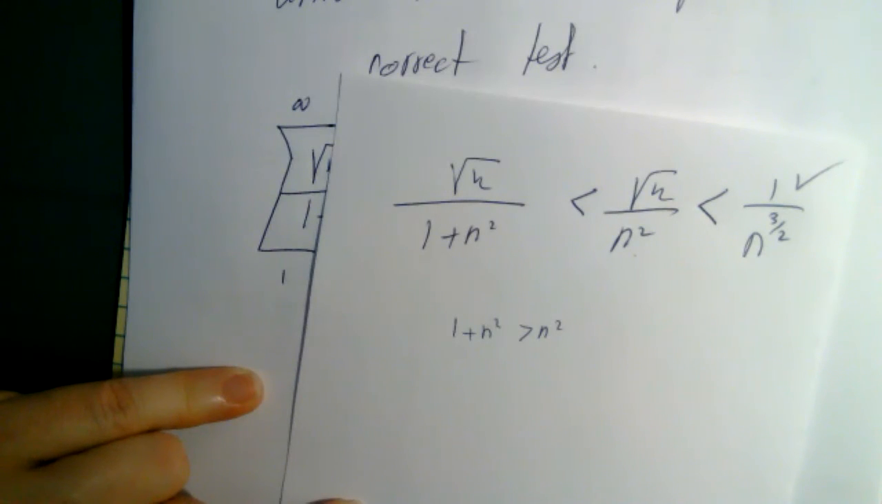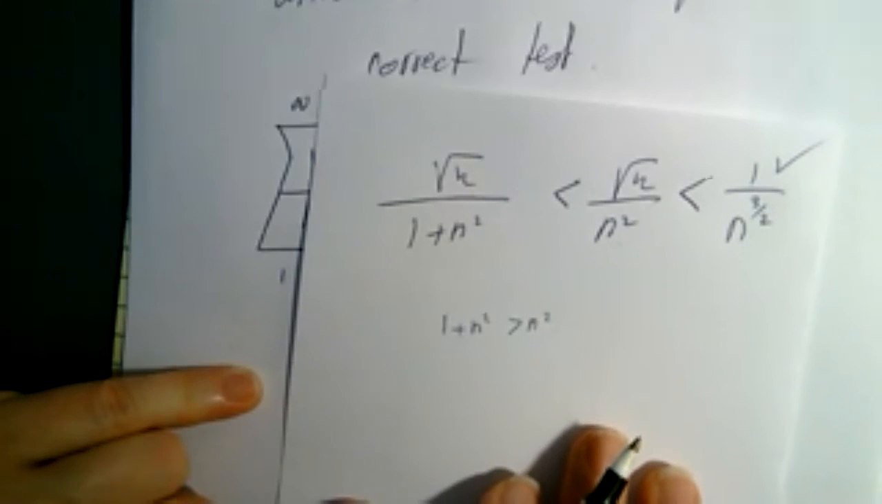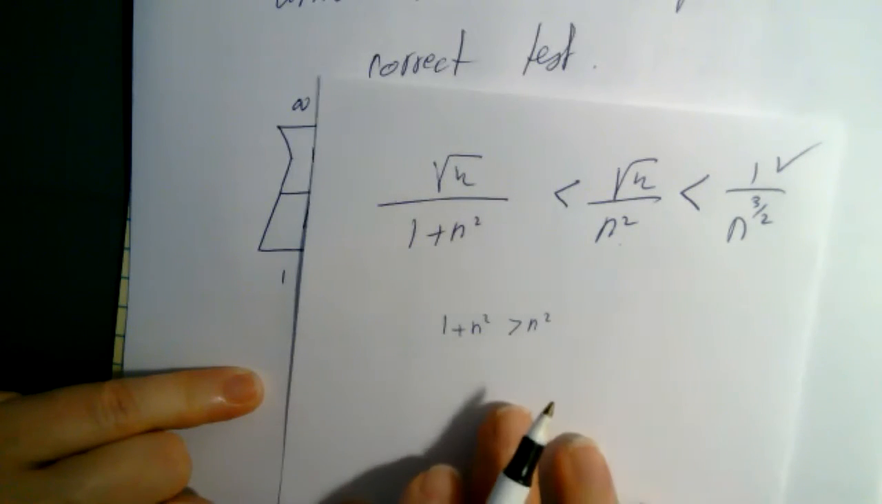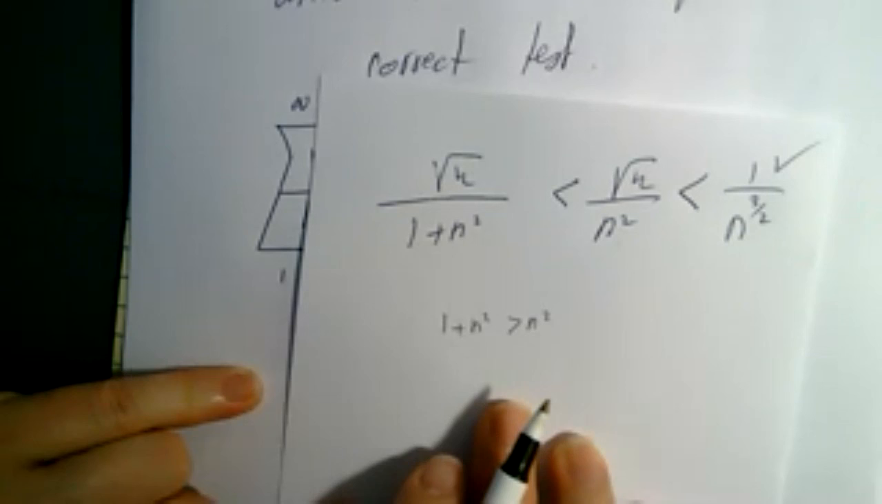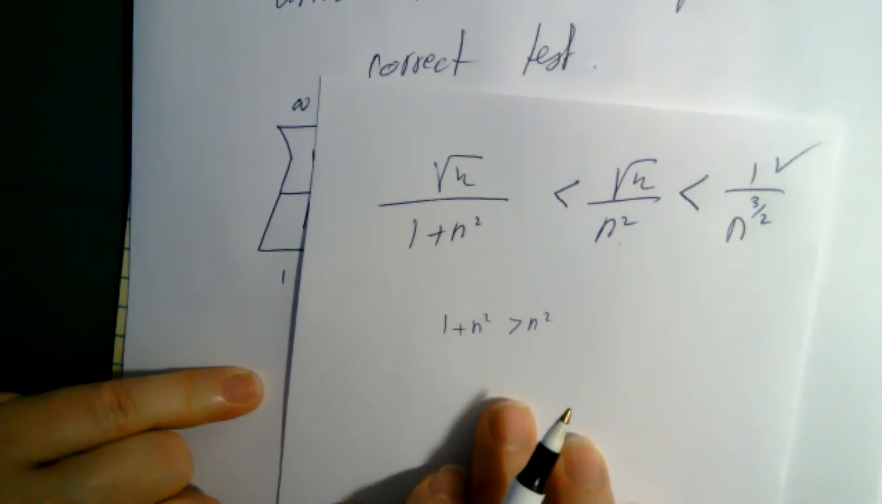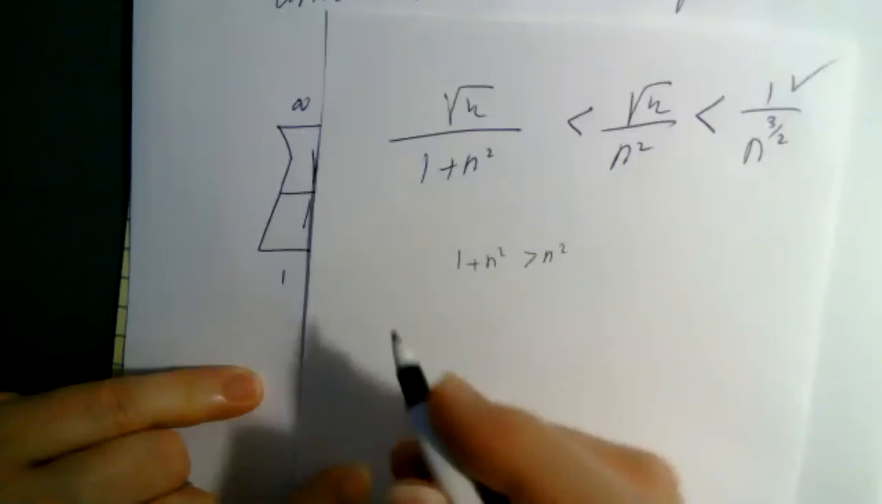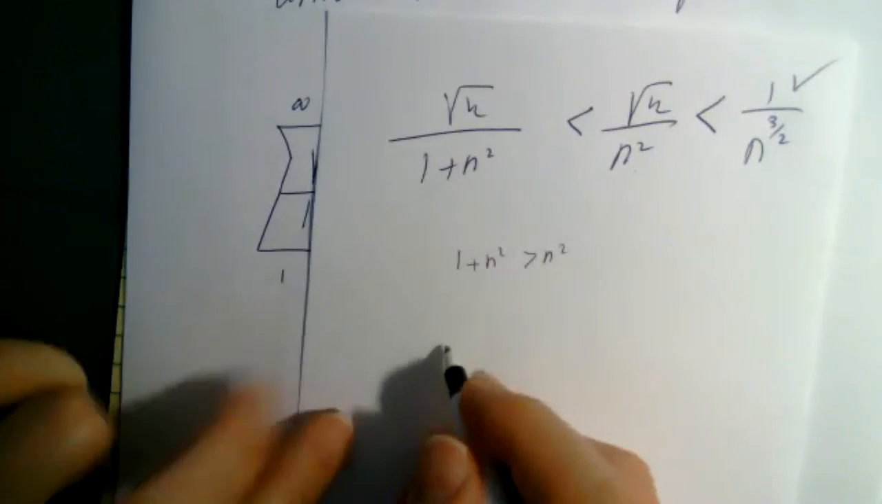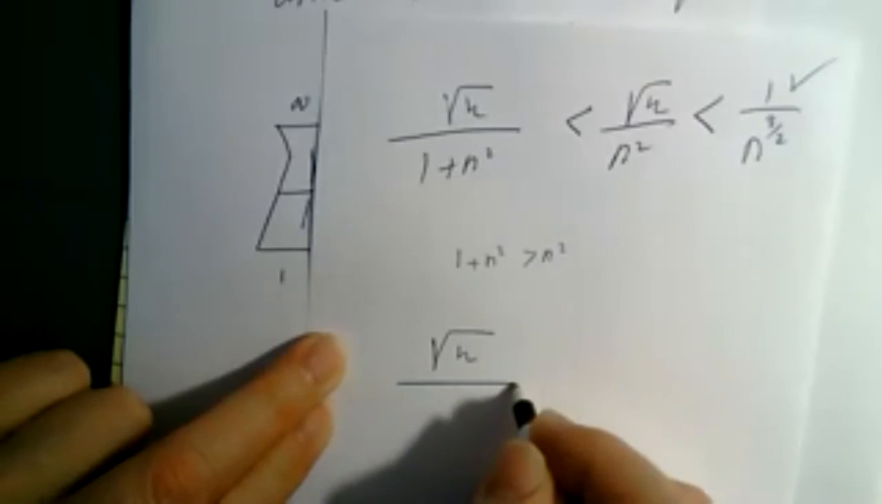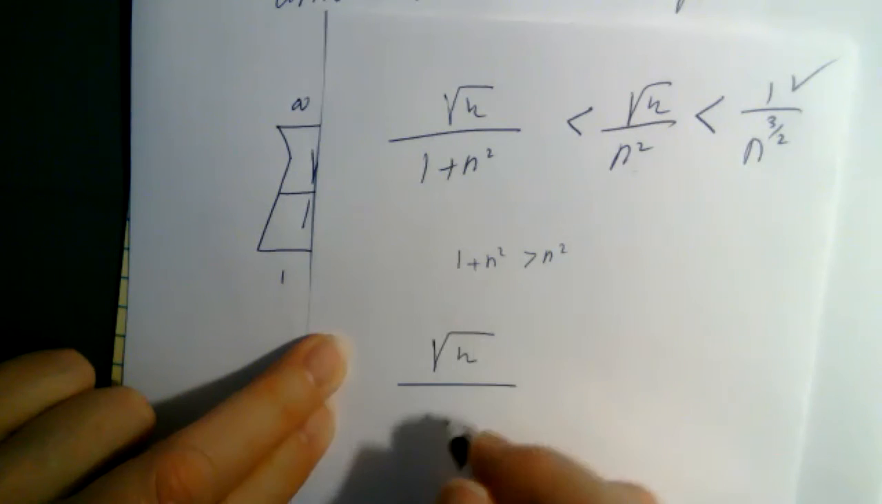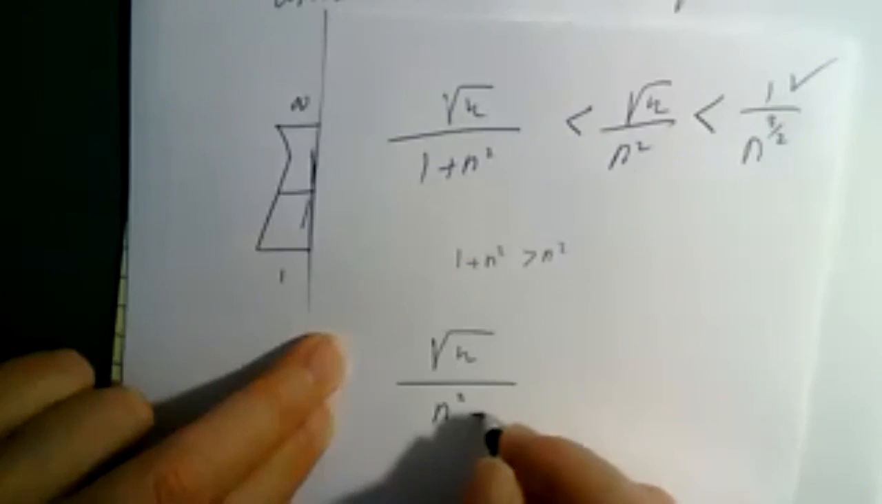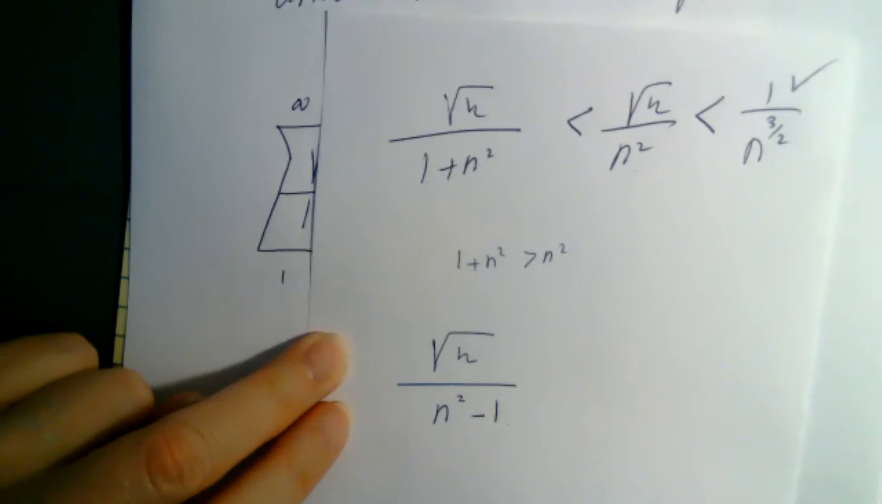Now, my advice to you is, if you can use the limit comparison, it's easier than the ordinary comparison. And why is that? Suppose I take the following problem. I tweak it a tiny bit, and instead of n squared plus 1, I will put n squared minus 1.